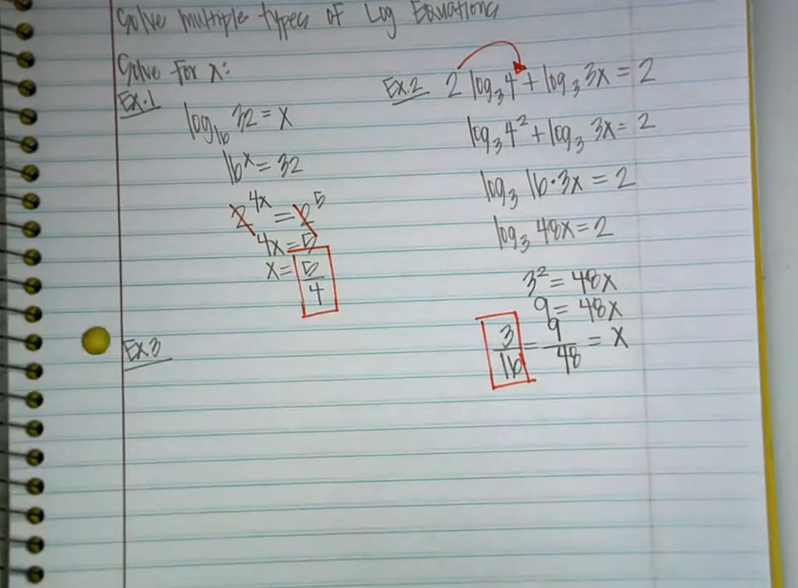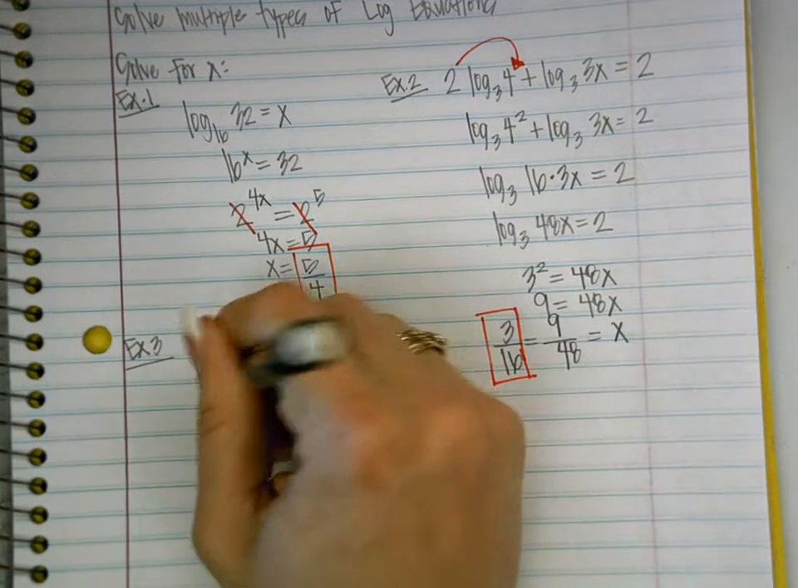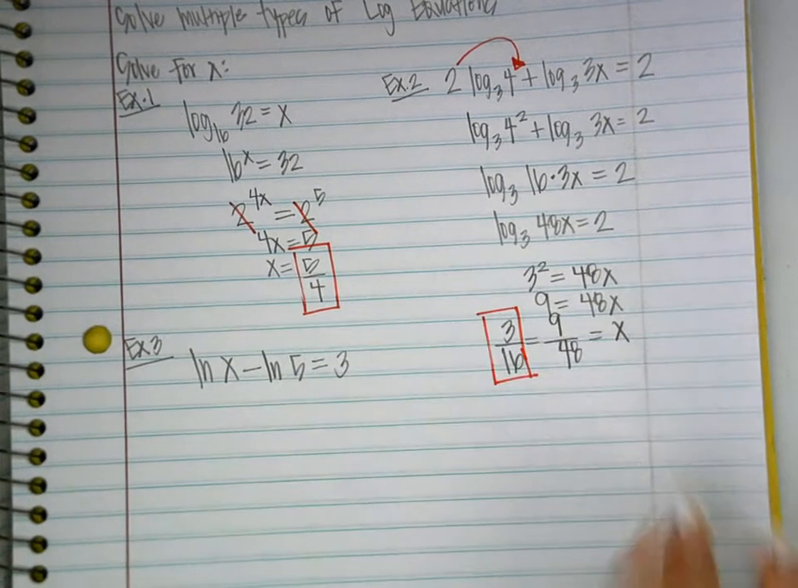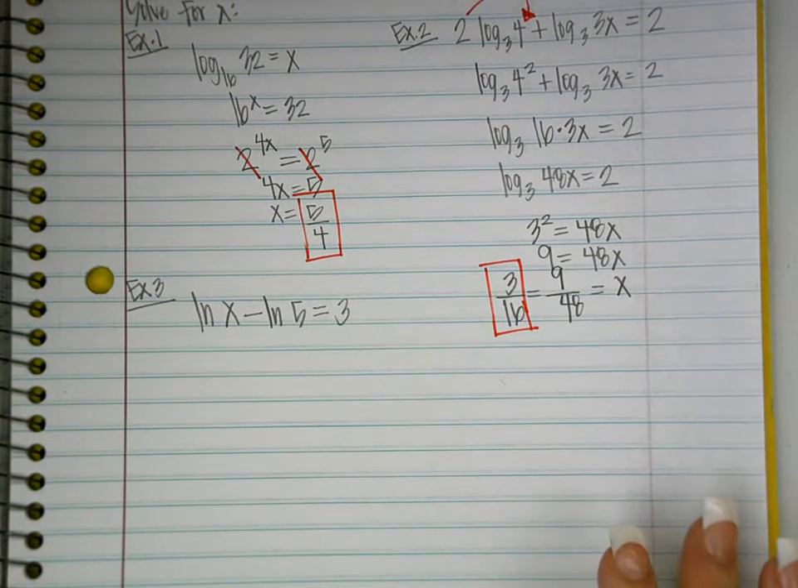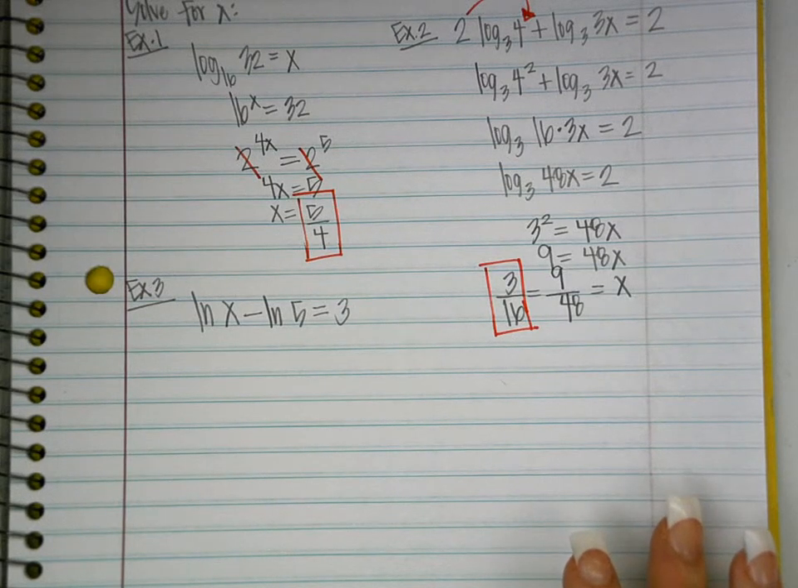Okay, for number 3, let's write natural log x, so ln x, minus natural log 5 equals 3. ln x minus ln 5 equals 3.